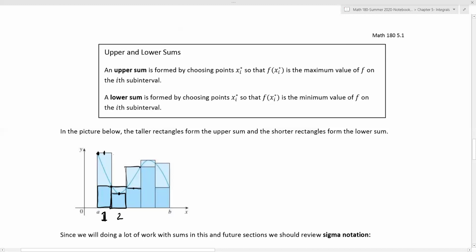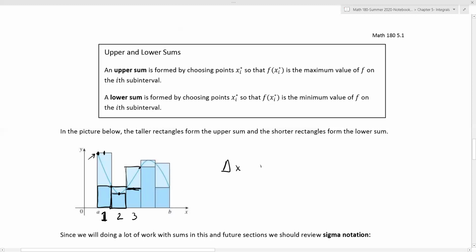And so notice, right, that for the first subinterval, the upper sum ended up being the left endpoint. But for the third subinterval, the upper sum ended up being the right endpoint. So it just depends upon where the function is largest on that interval. So where is the biggest value for the function on the interval? Okay, and that basically is the distinction between an upper sum and a lower sum.